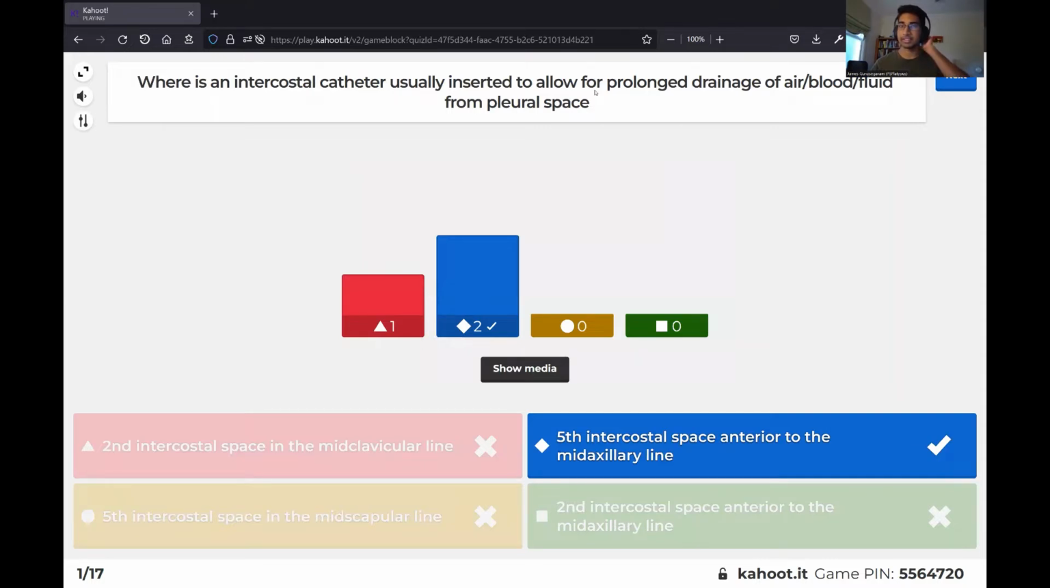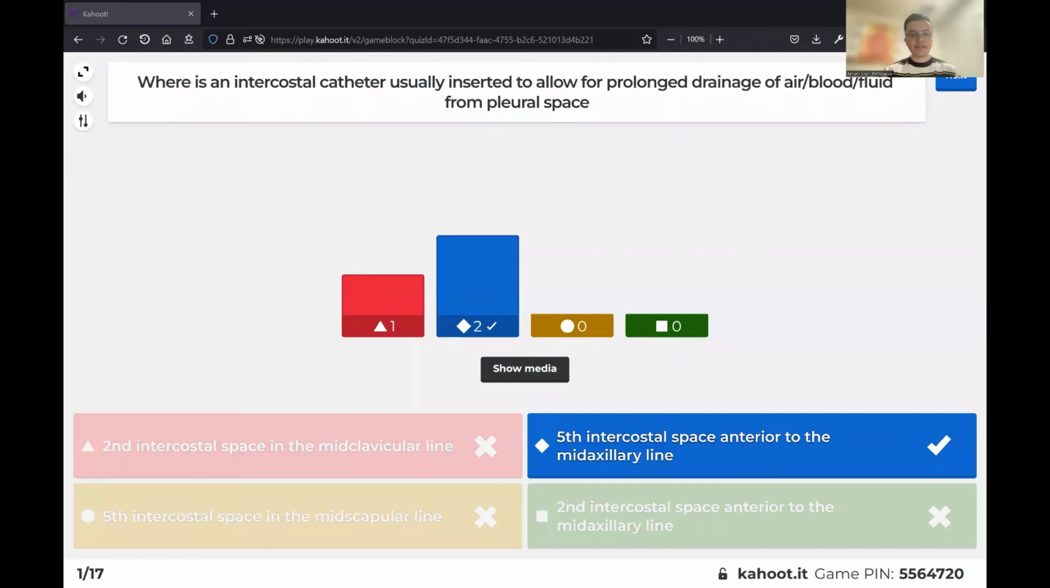All right, nice. Yeah, perfect. So if you're doing prolonged drainage, so this is like more long-term drainage of pretty much anything like air, blood, fluid, whatever it is from the pleural space, the buzzwordy landmark is the 5th IC space anterior to the mid-axillary line.